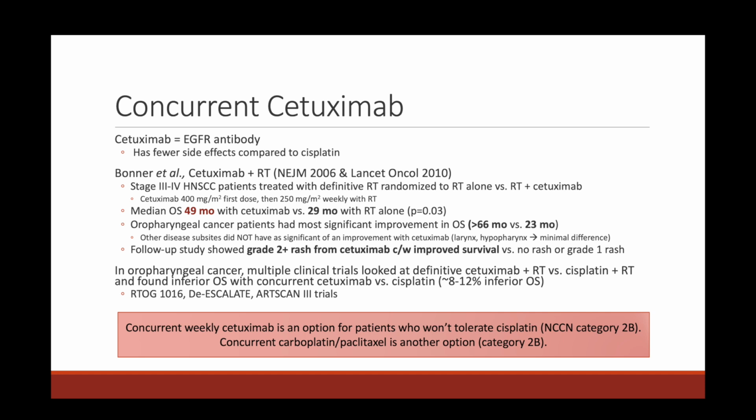So the big takeaway here is that concurrent weekly cetuximab is an option for patients that won't tolerate cisplatin, because cetuximab concurrently still improves outcomes compared to no concurrent therapy. And then the other option that patients have if they won't tolerate cisplatin is concurrent carboplatin and paclitaxel. But right now, there's no data that we can replace cisplatin with cetuximab. If patients are good candidates for cisplatin, that is still the preferred agent.